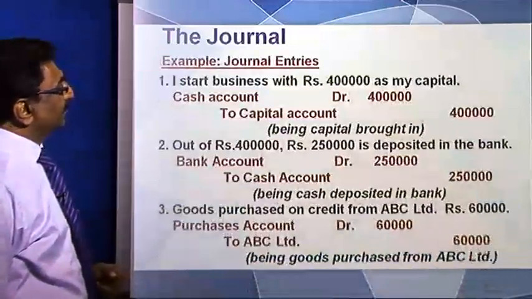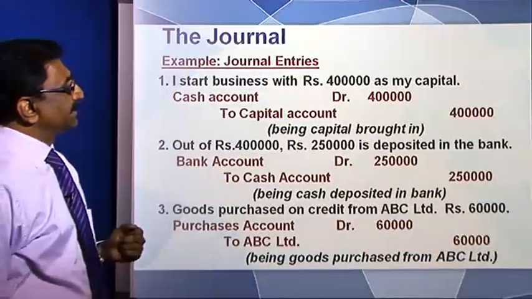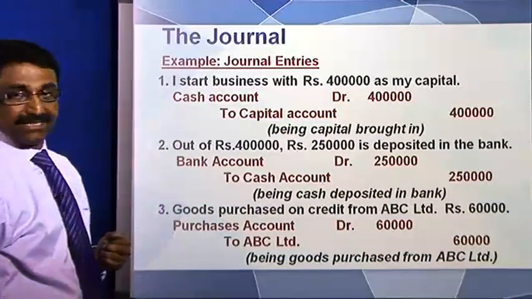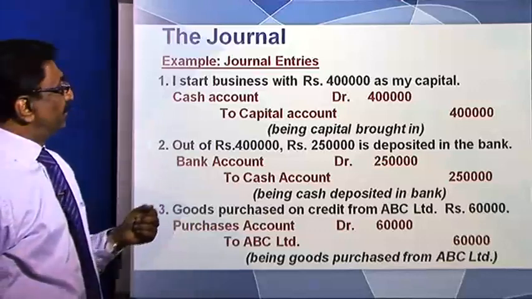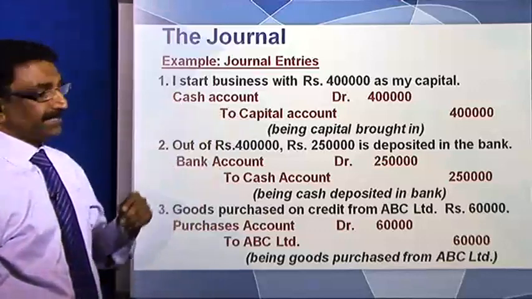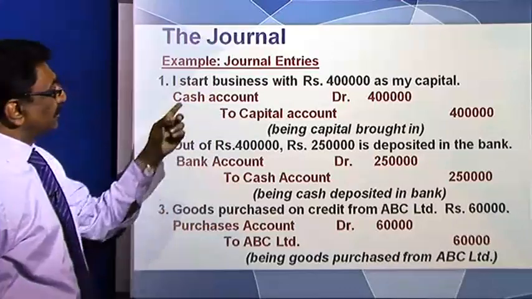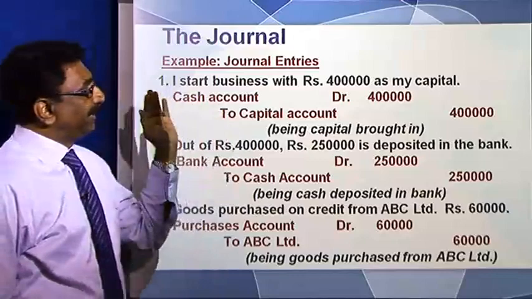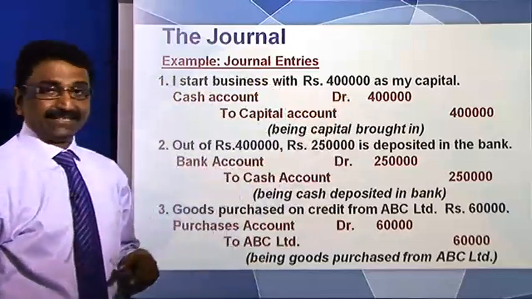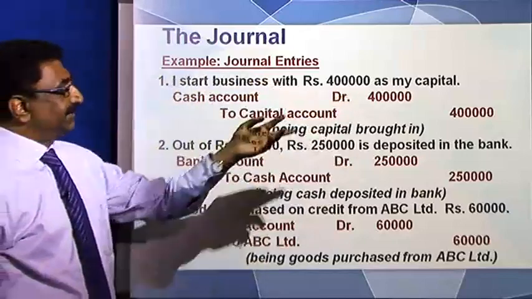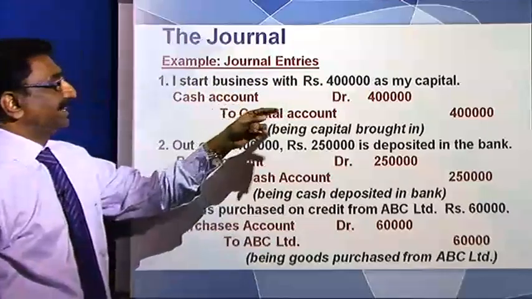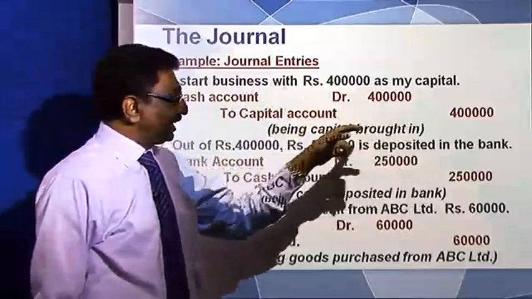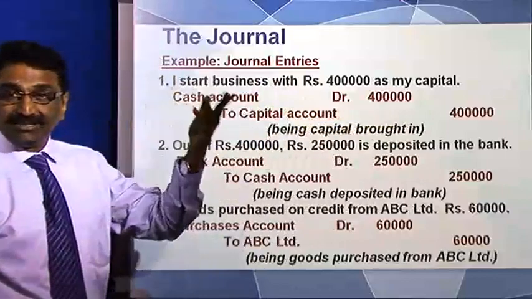Let's take an example now. Say I start a business with 4 lakhs of rupees as my capital. So what are the two accounts that are affected? One is the cash account, the other is the capital account. What is the nature of the accounts? The cash account is an asset, and by bringing capital into the business, it is increased. So an increase in an asset means debit cash, and credit the capital account, which is also an increase but of a liability to the owner.